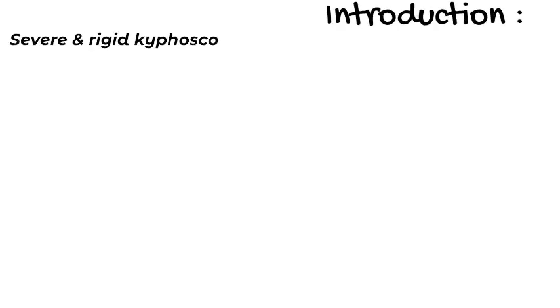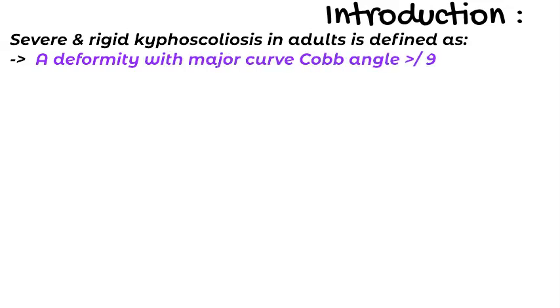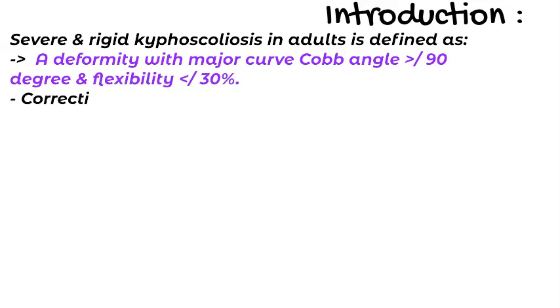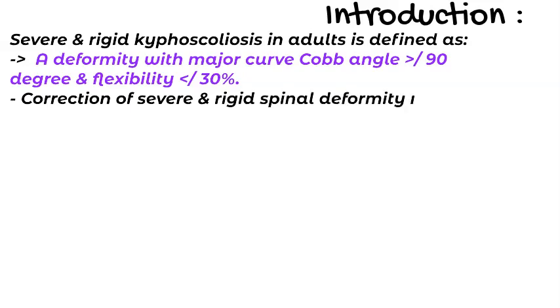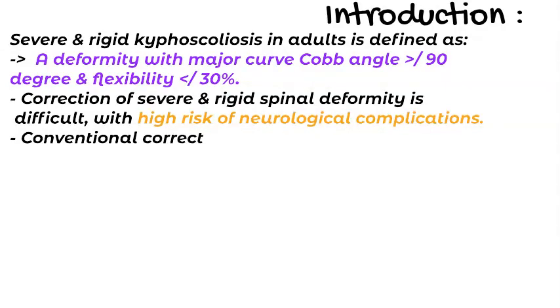An introduction. Severe and rigid kyphoscoliosis in adults is defined as a deformity with a major curve Cobb angle of 90 degrees or more and flexibility of 30% or less. Correction of severe and rigid spinal deformity is difficult, with a high risk of neurological complications.